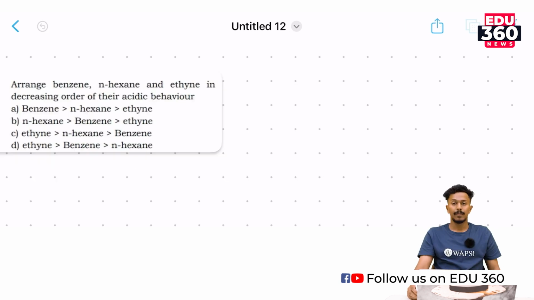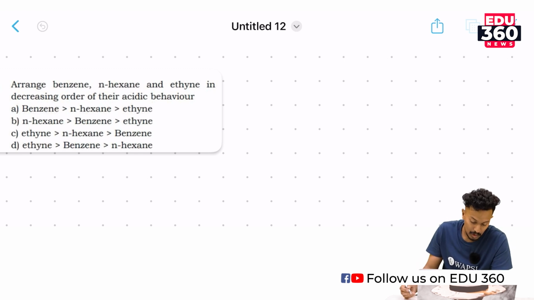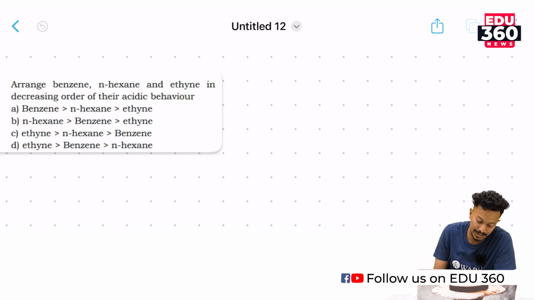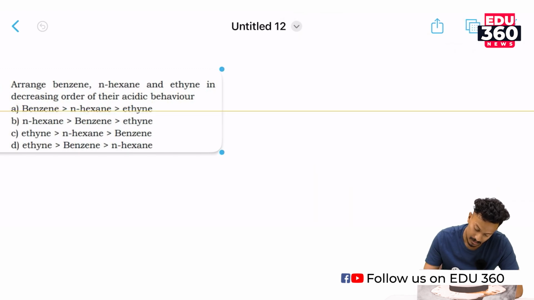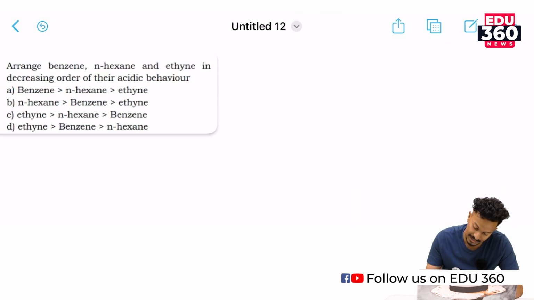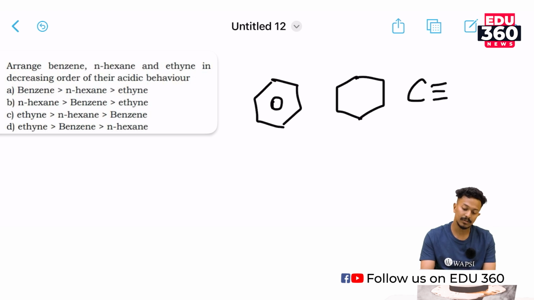Moving on to our next question. Arrange benzene, normal hexane and ethane in decreasing order of their acidic behavior. We can write the given compounds. We have a benzene ring; we know that benzene is C6H6. Then normal hexane, without the double bond, and ethane. Yes, this is our ethane.